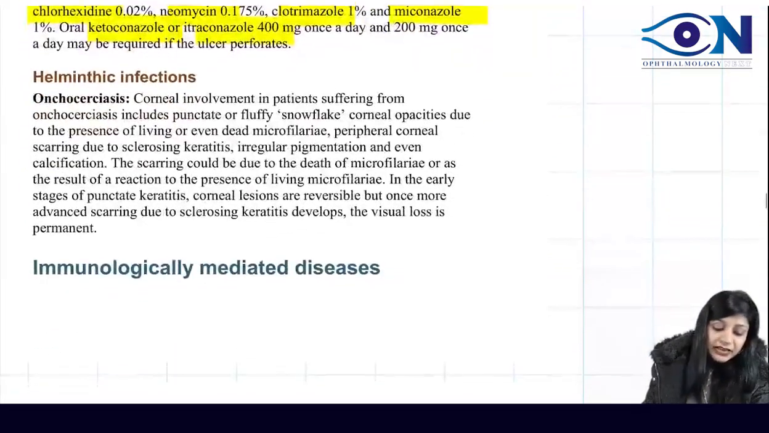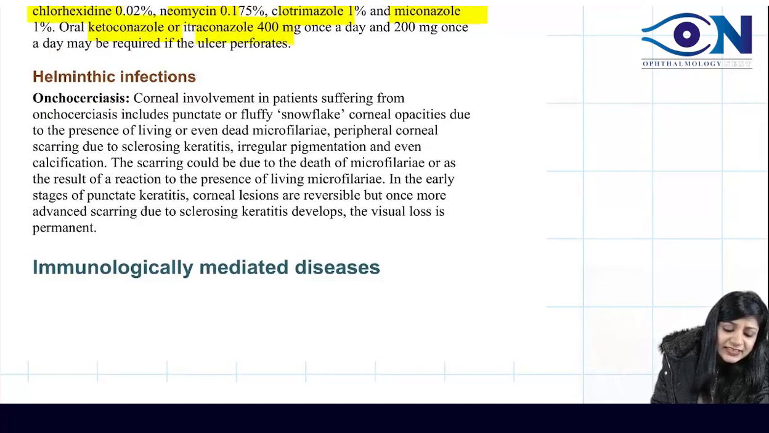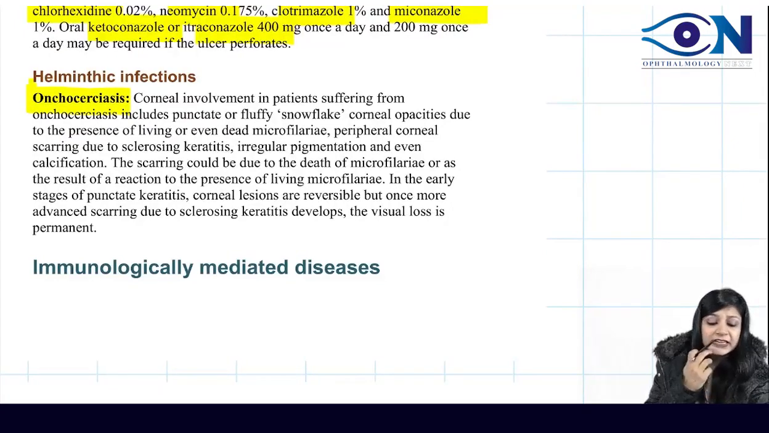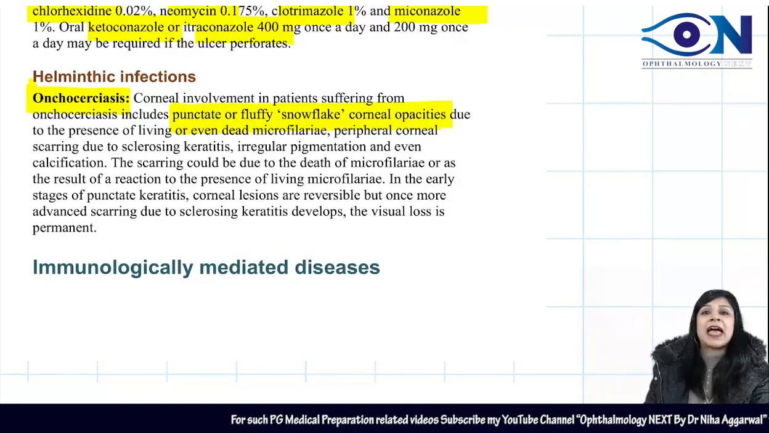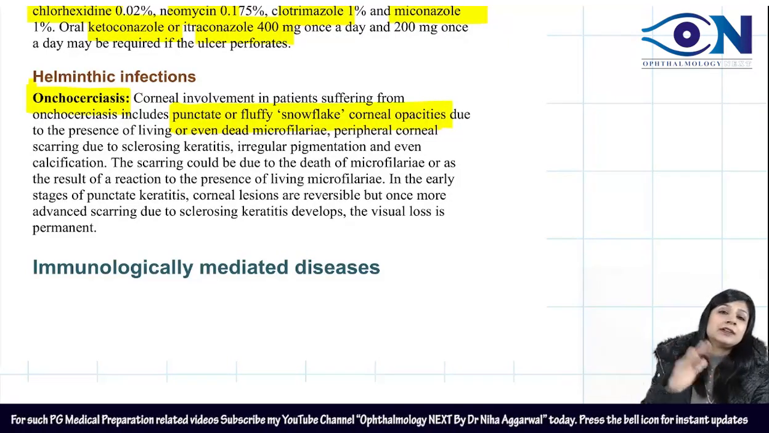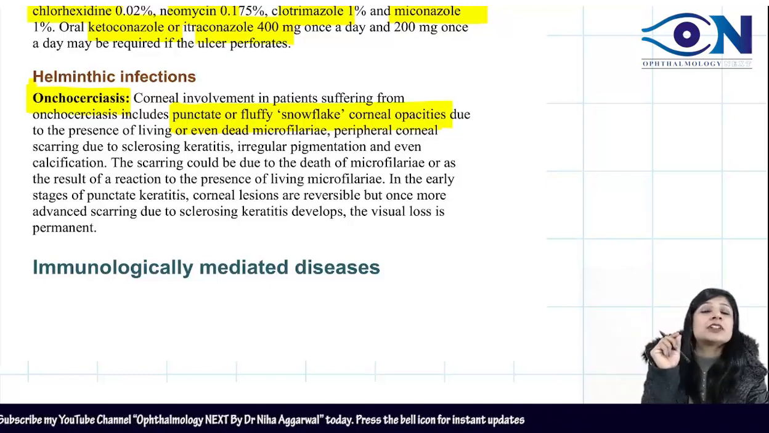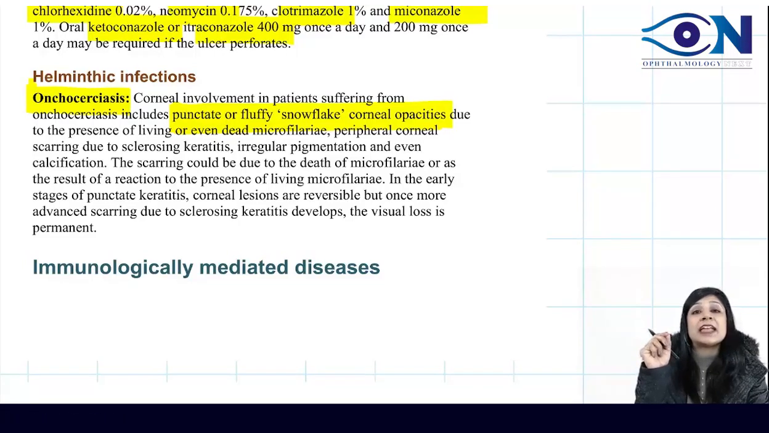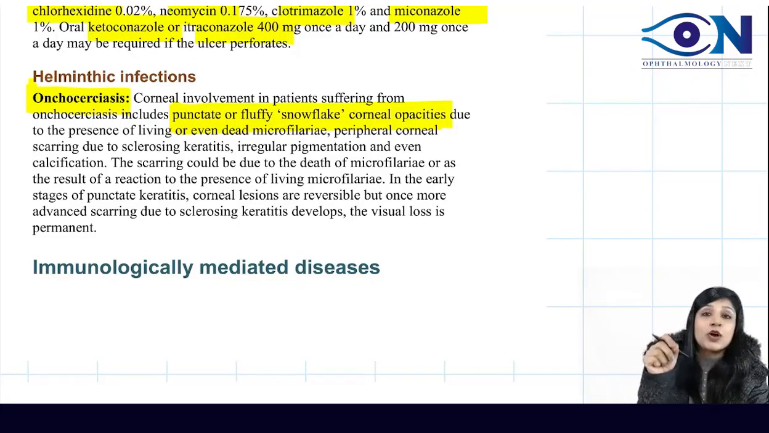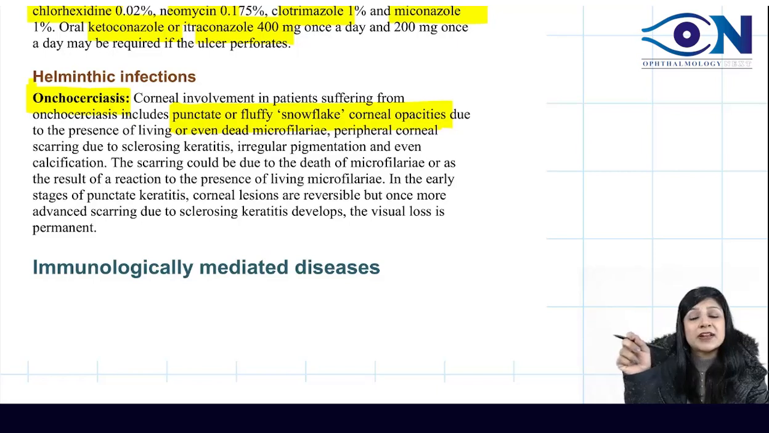Coming to the helminthic infections, we have got onchocerciasis, and that is not really common in India. Corneal involvement in the patient suffering from this can include the punctate or fluffy snowflake corneal opacity. So basically you can learn about the snowflake corneal opacities. We have a snowflake cataract also, and I have been telling you from the first day that we have got same-name signs in cases of ophthalmology. We have got the snowflake cataract also, then the snowflake corneal opacities also, oil droplet reflex also, oil droplet cataract also, shield ulcers also, shield cataract also.